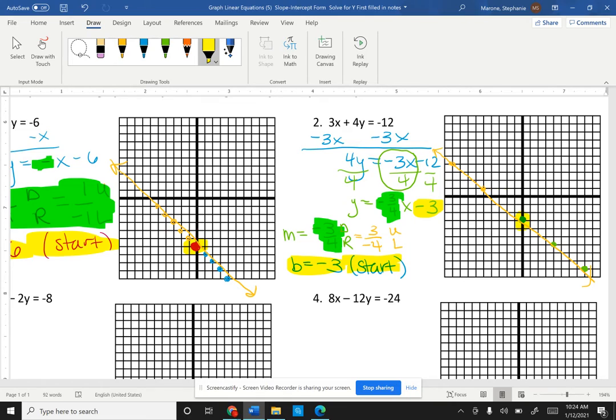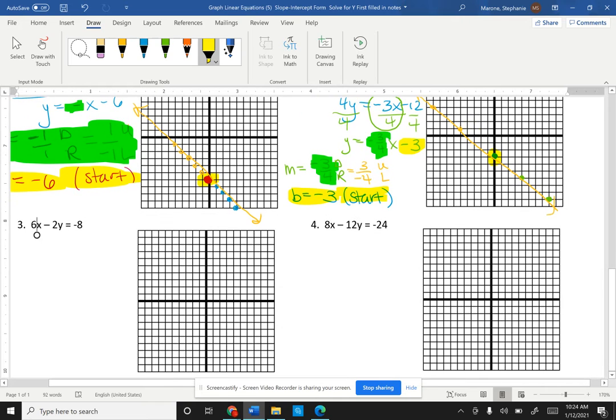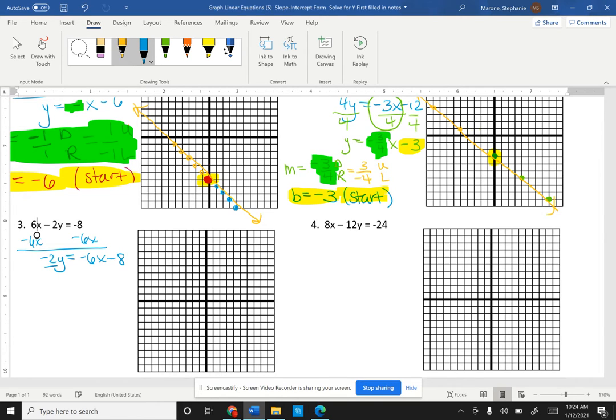Notice I covered up the entire coordinate plane also. I forgot to mention that before, I think. So number 3, again, I'm going to solve for y because it's not solved for y. So I'm going to subtract 6x from both sides. Get negative 2y is equal to negative 6x minus 8. Dividing everything by negative 2, I get y is equal to positive 3x plus 4. So negative 6x divided by negative 2 is positive 3. Negative 8 divided by negative 2 is positive 4.